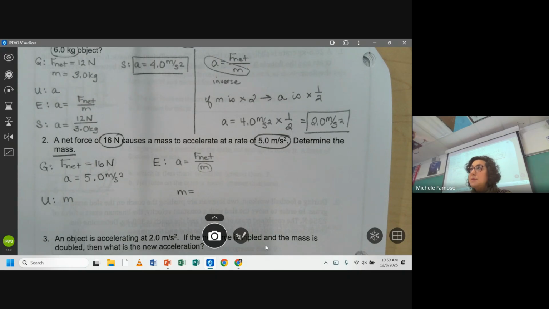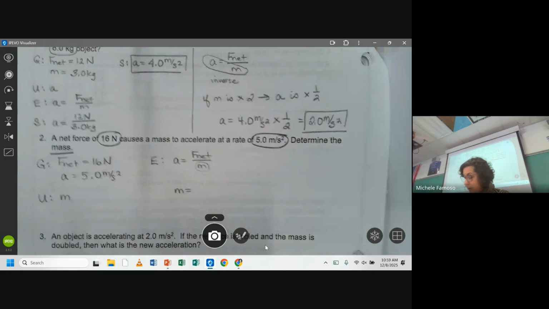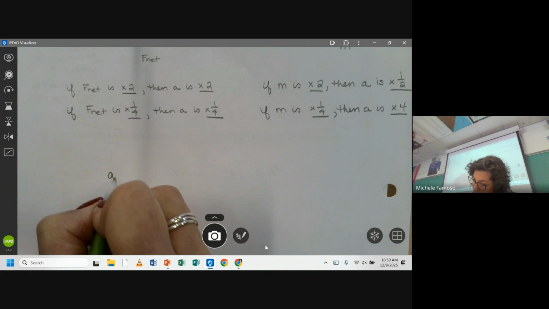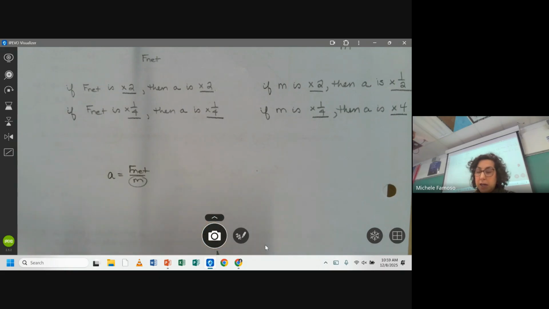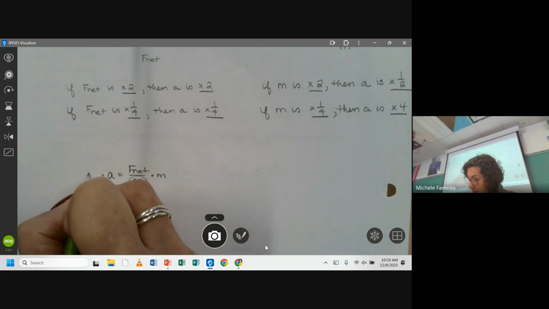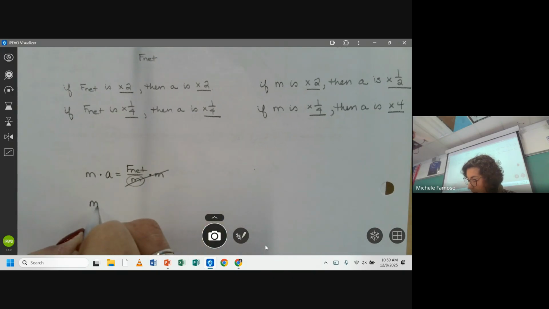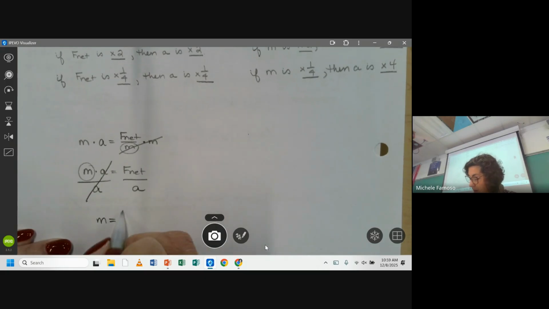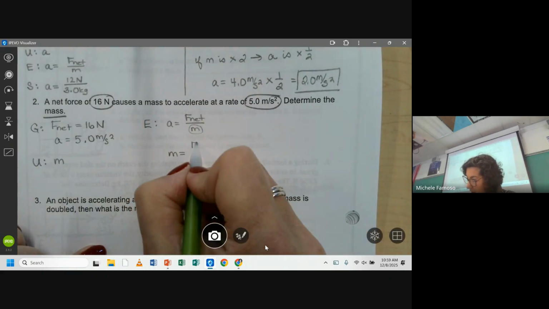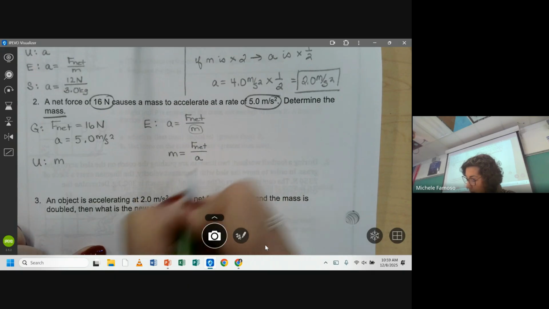No, F net times a does not equal m. Let's go through it. If a is equal to F net divided by m, the first thing I have to do is get m out of the denominator. You can't solve for it directly. So that means m times a is F net. Now, if I want m by itself, I have to undo the multiplication, which means we will divide both sides by a. So the equation for m becomes F net divided by a. So that's the equation that we're going to have. m is F net divided by a.